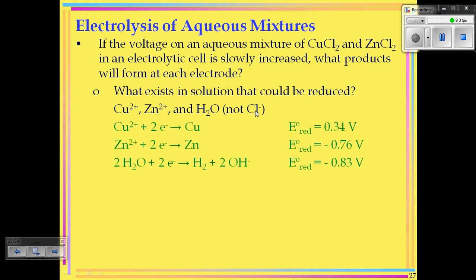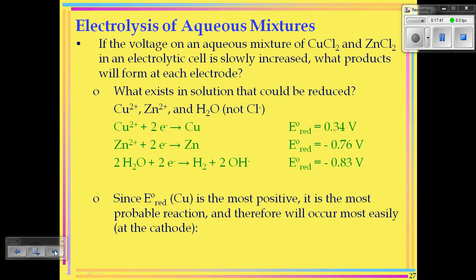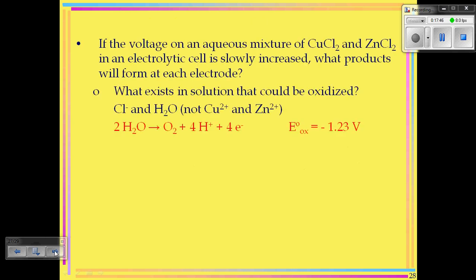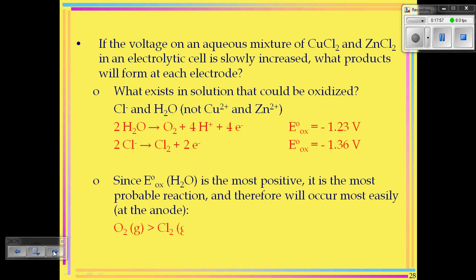Chloride will not be reduced. Can you tell me why? You're right, like charges repel each other. It's already an ion, it wouldn't tend to accept electrons, and reduction is acceptance of electrons. So if you compare the reduction potential, which has the highest reduction potential, copper. So copper will be reduced first. Then for oxidation potential, you got to see what can be oxidized, chloride or water, and compare the oxidation potentials. And oxidation potential of water is more, so oxygen will be released.